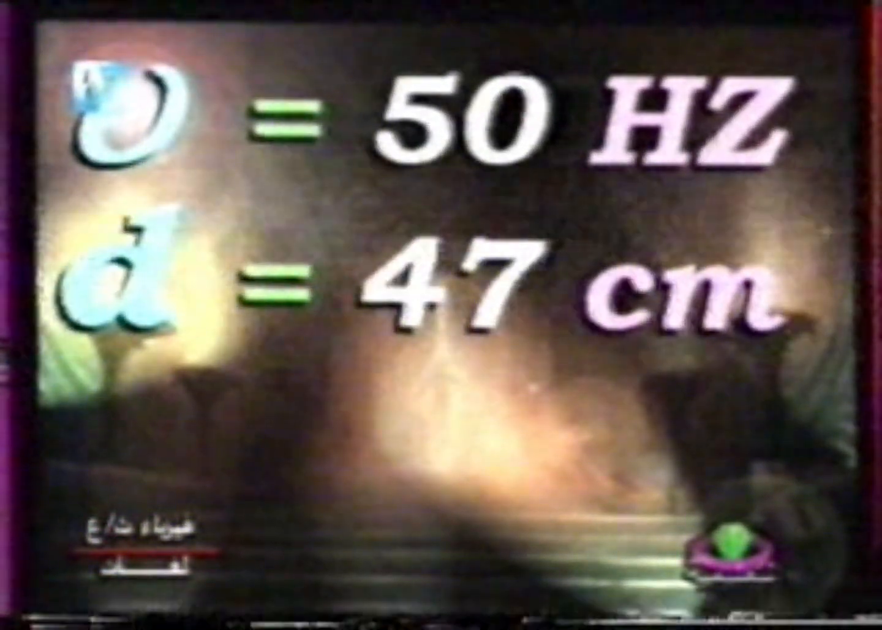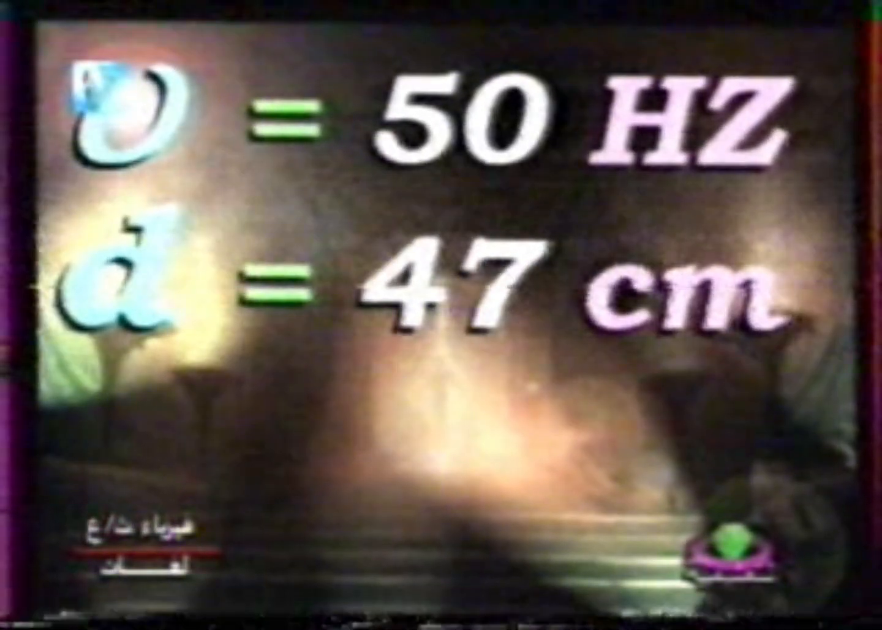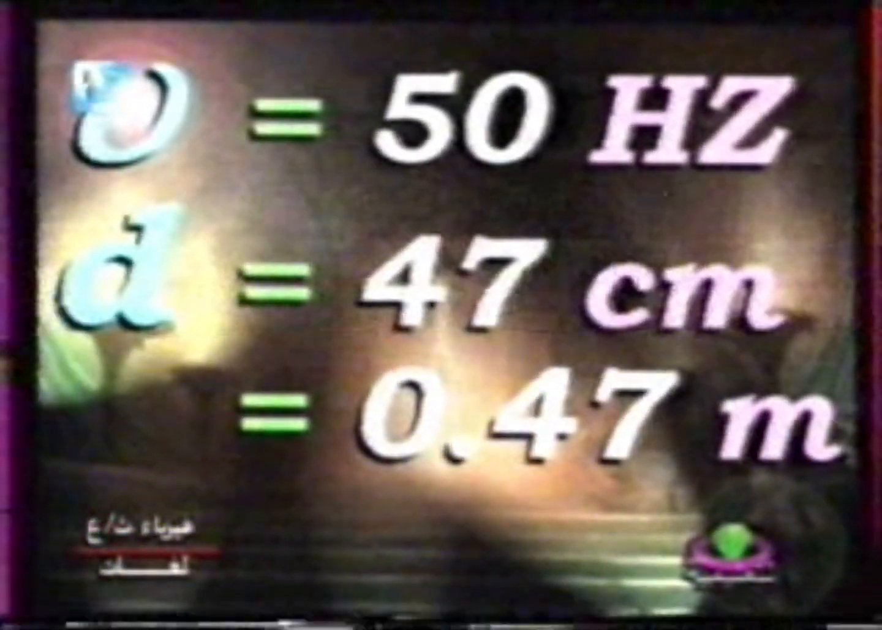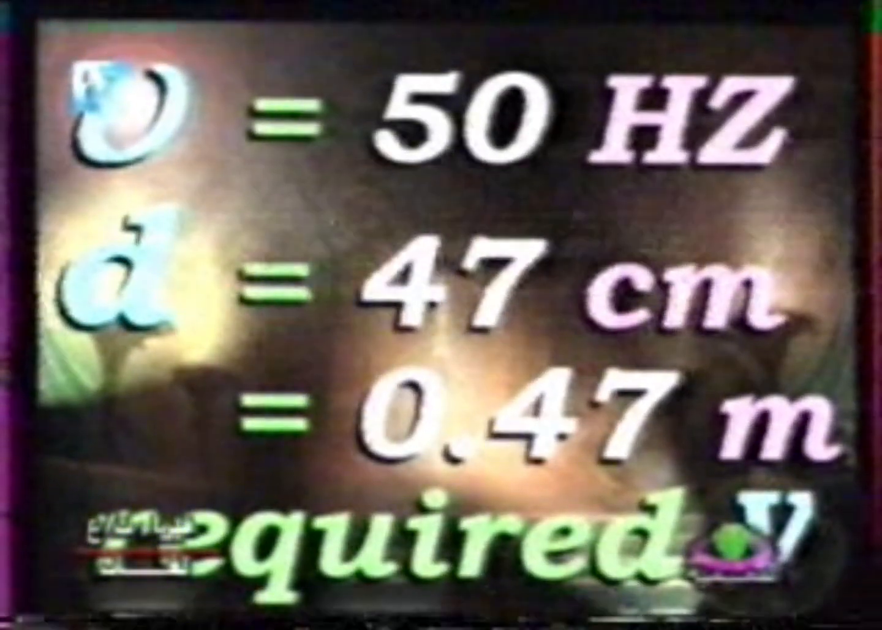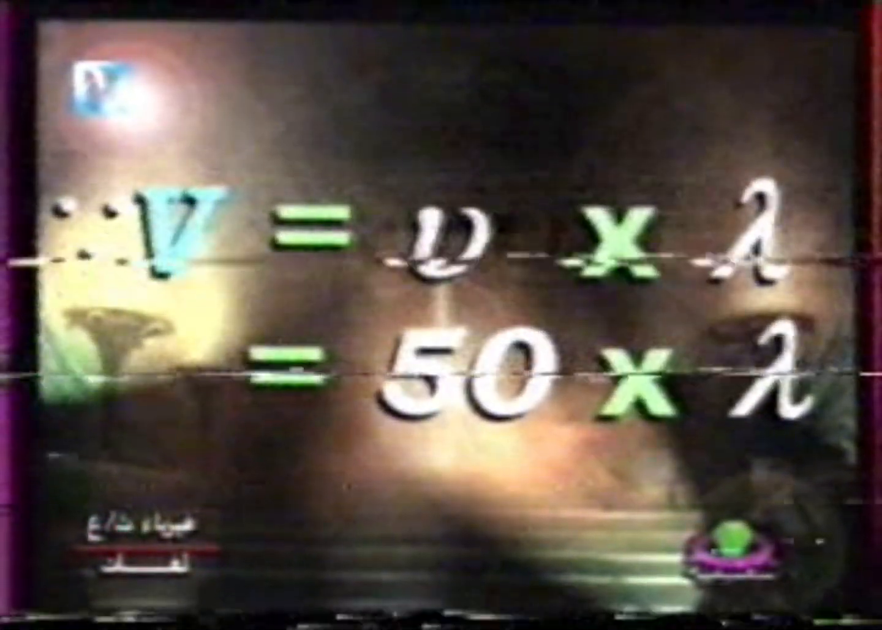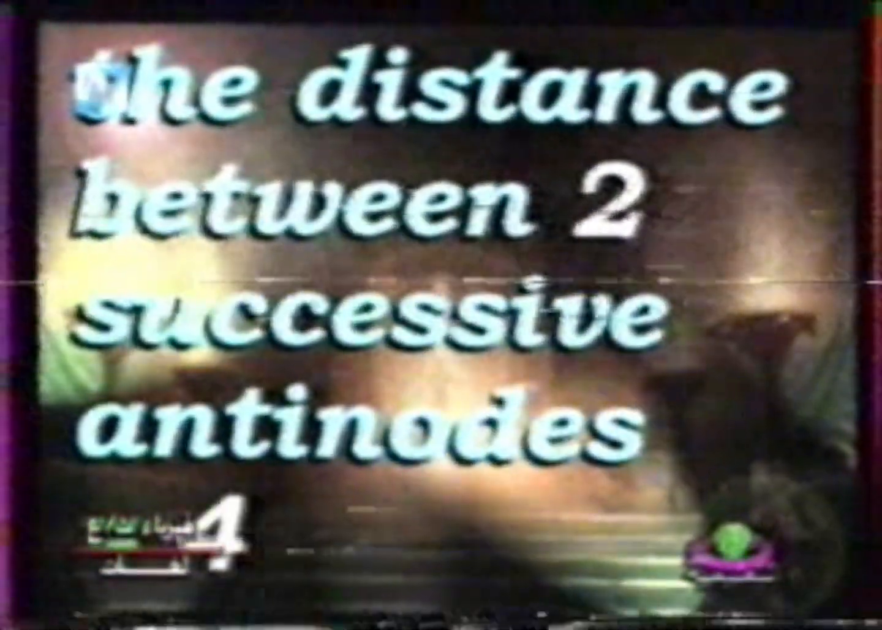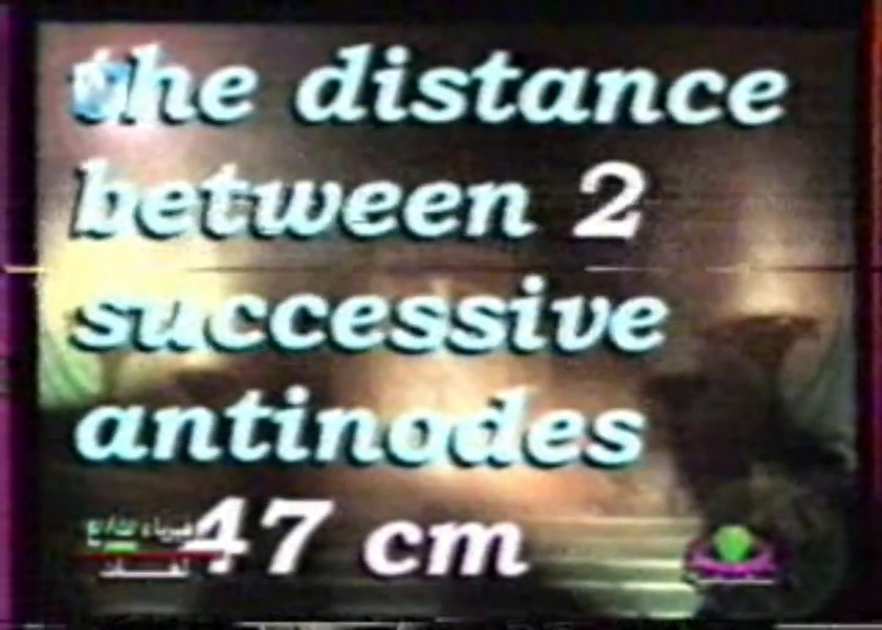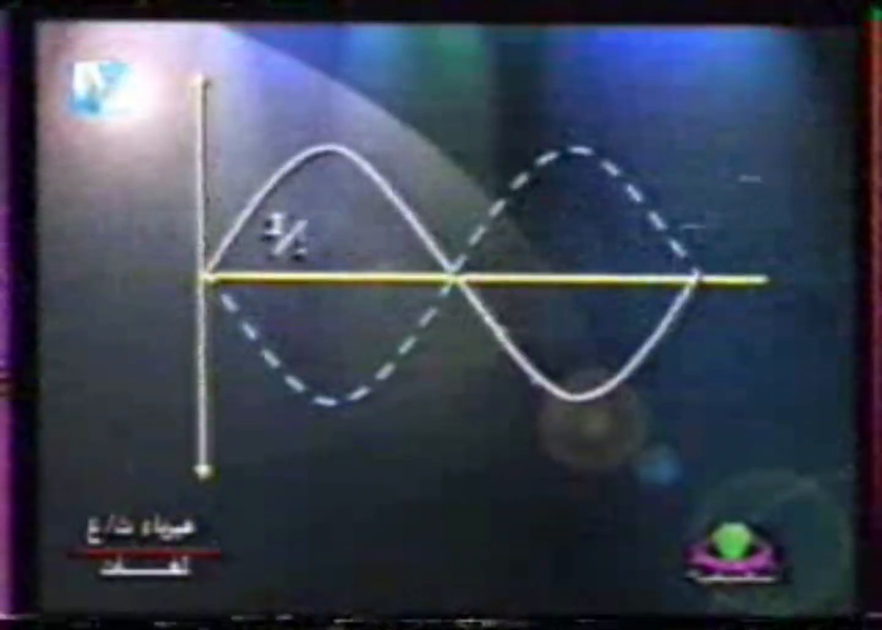The solution. The data of the problem is the frequency equals 50 Hz and the distance equals 47 centimeters. We have to change it to meter, divided by 100. It equals 0.47 meters. We need to determine V. Since V, the velocity, equals nu times the wavelength, therefore V equals 50 times the wavelength. But we don't have lambda. He said in the problem that the distance between two successive antinodes equals 47 centimeters. That represents what? Good. That represents half lambda.